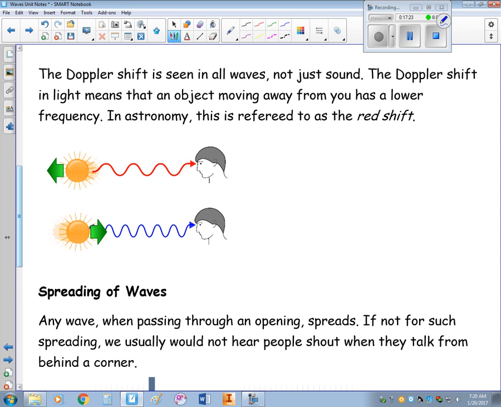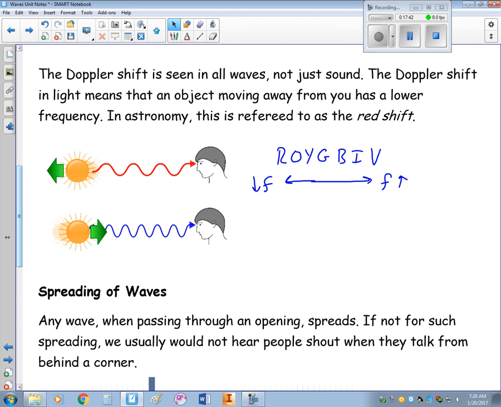The colors of light can be organized in ROY G. BIV, where as I get closer to violet, the frequency increases. As I get closer to red, the frequency decreases. So if I have a white star moving away from me, the frequency of its light would dip, and it would give me a reddish color. And if I have a white star approaching me, the light from it would increase in frequency, and it would look a little more bluish. So this is how we can tell if stars are approaching or going away.